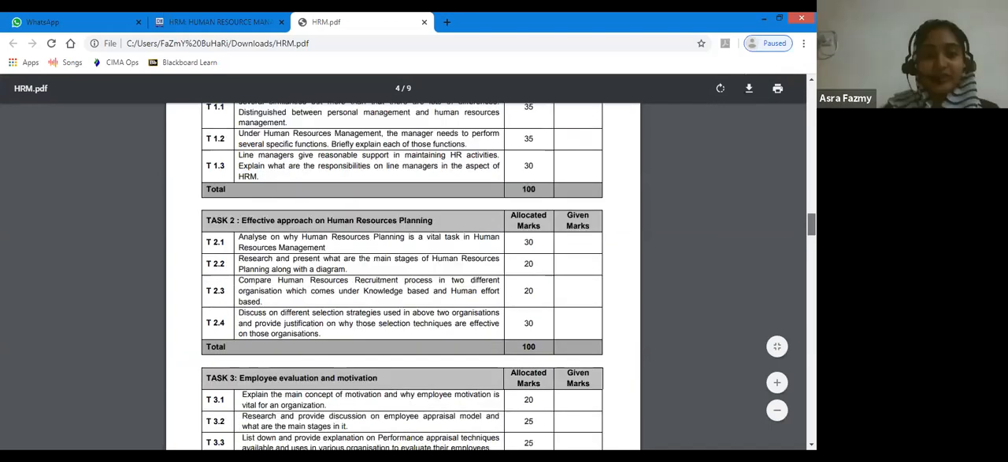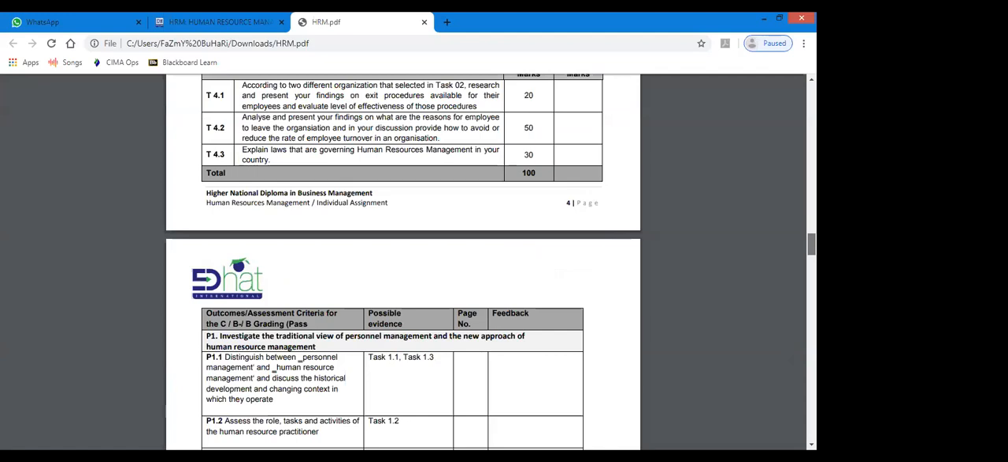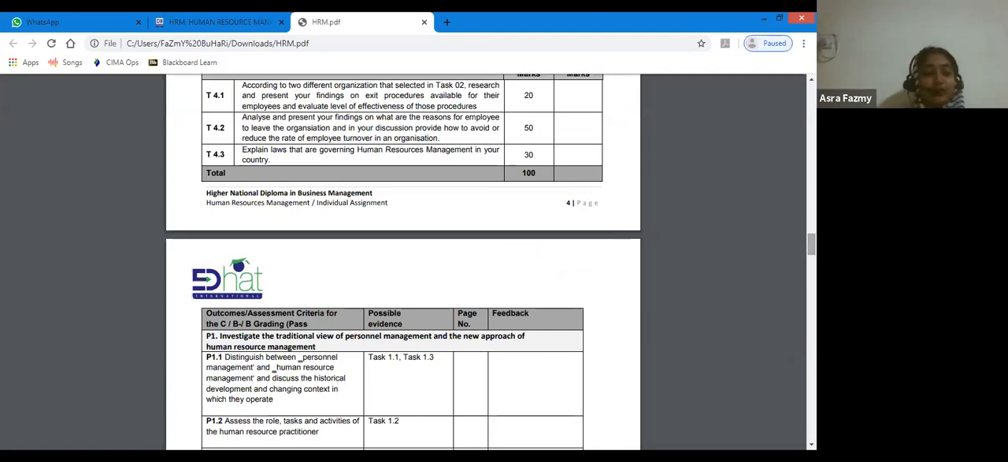And when you look into the last question, explain the laws that are governing human resource management in your country. This is what I gave you all as your homework to do. Did you all do it?